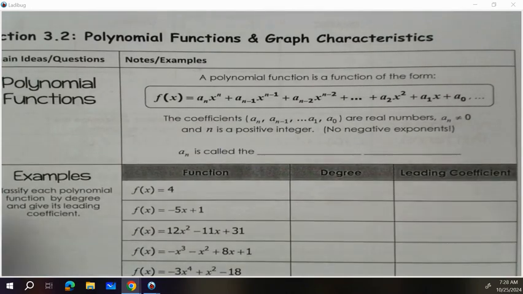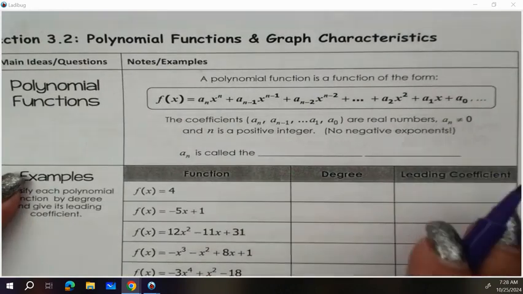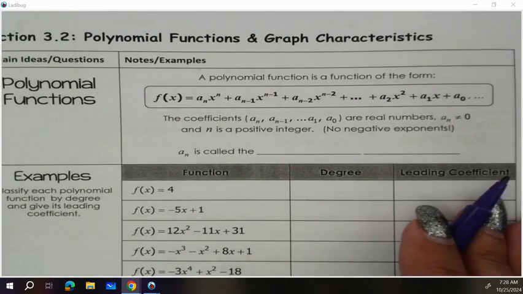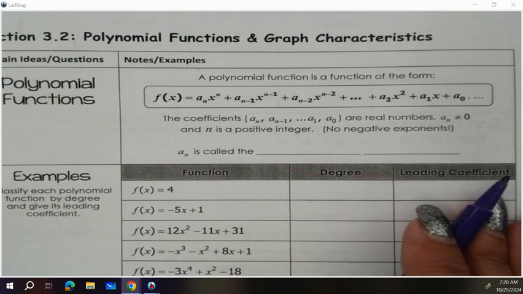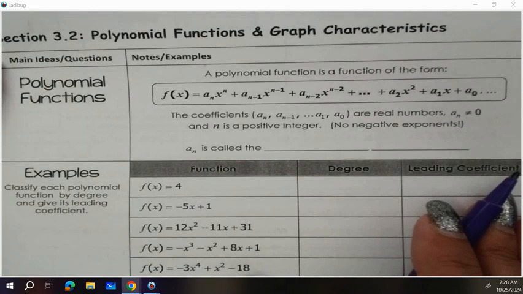Okay, this is section 3.2, polynomial functions and graph characteristics. So this is going to be all of our graphing characteristics about these polynomials. Some of them we have done before. We did them with quadratics. Others will be new for today.